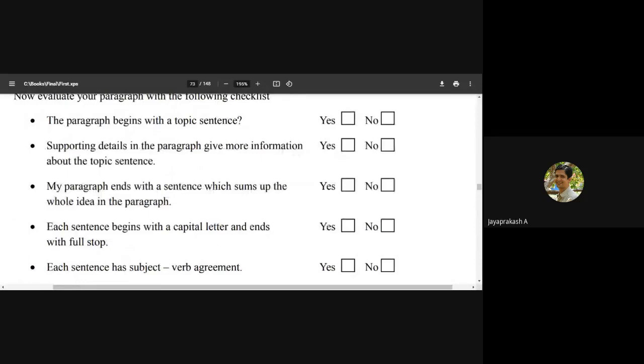First, whether the paragraph begins with a topic sentence, yes or no? Should the paragraph begin with a topic sentence? Yes, very good. Supporting details in the paragraph give more information about the topic sentence. Correct, that is also yes. So the rest of the sentences in the paragraph should be building upon the topic sentence. My paragraph ends with a sentence which sums up the whole idea in the paragraph.